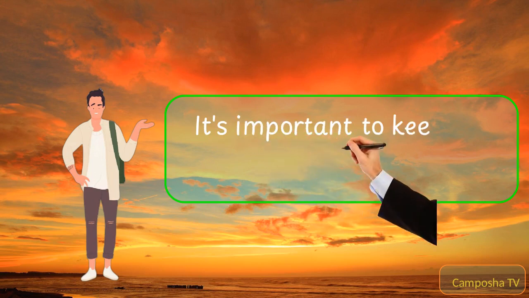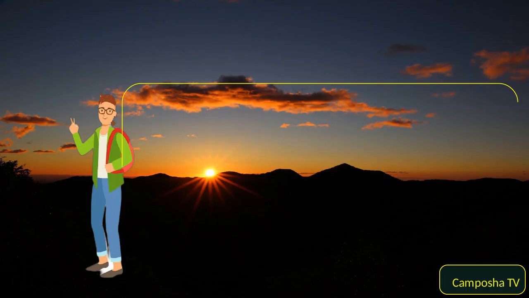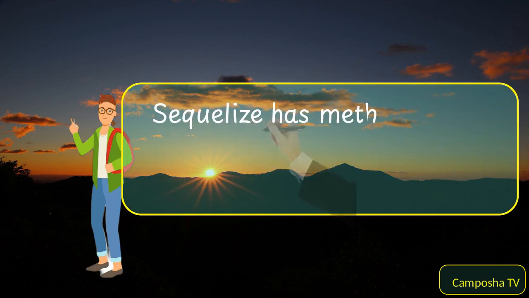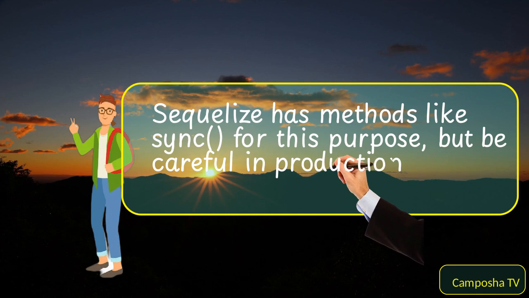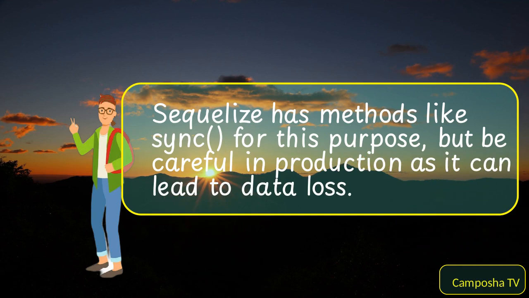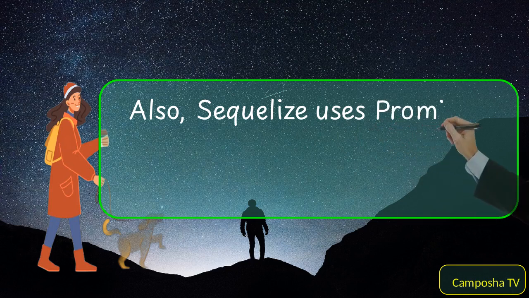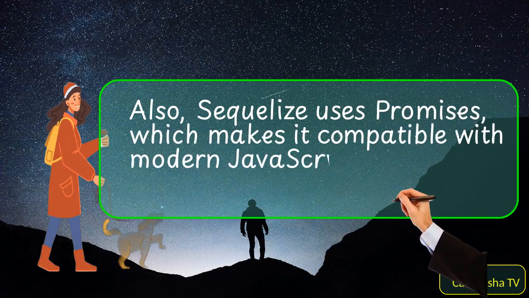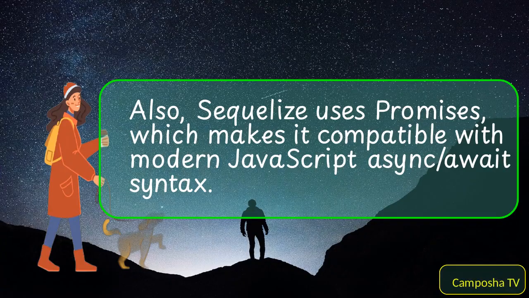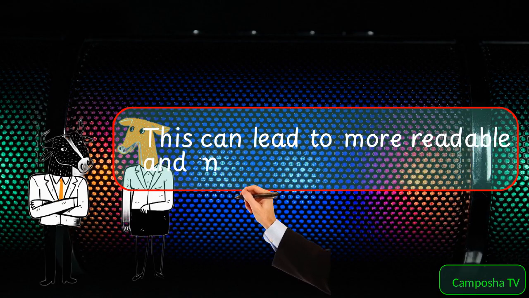It's important to keep your models in sync with your database. Sequelize has methods like sync for this purpose, but be careful in production as it can lead to data loss. Also, Sequelize uses promises, which makes it compatible with modern JavaScript async/await syntax. This can lead to more readable and maintainable code.